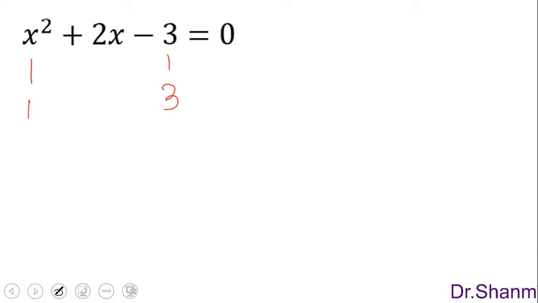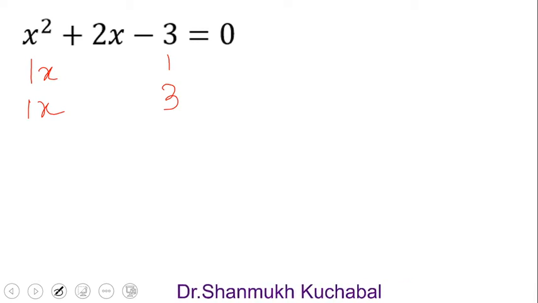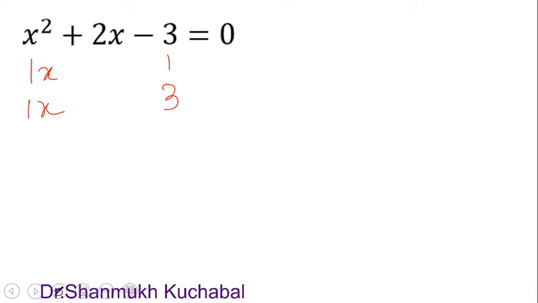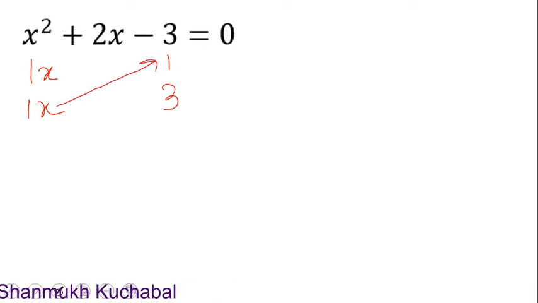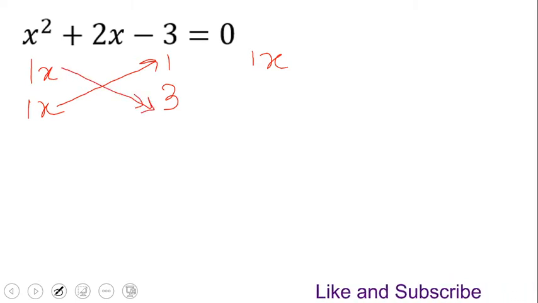Ignore the sign. Further, on the left side I am taking x and x, 1x into 1x. Then, from left bottom to right top, the numbers we have to multiply: 1x into x, we are going to get x. Then from left top to right bottom we have to multiply: 1x into 3, it is 3x.